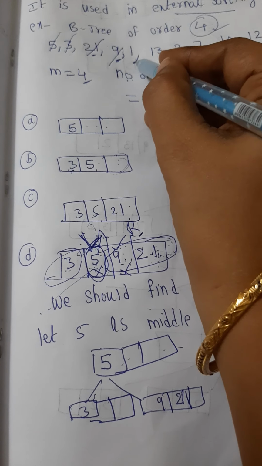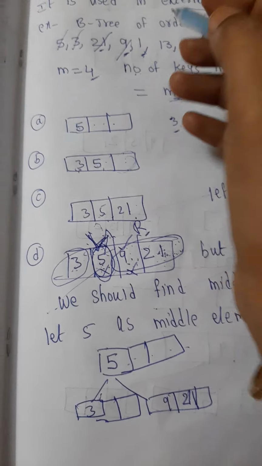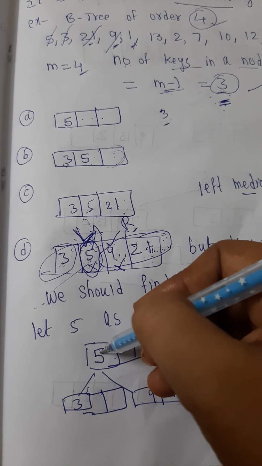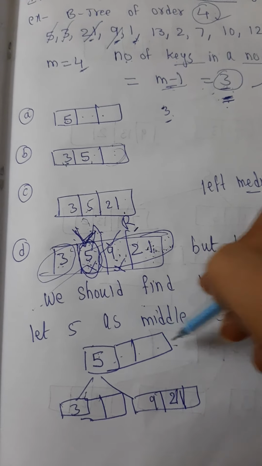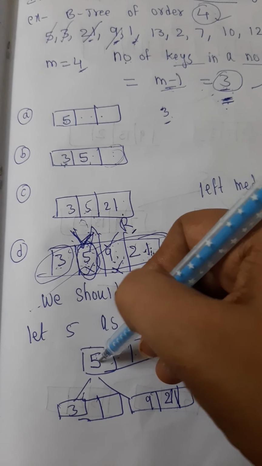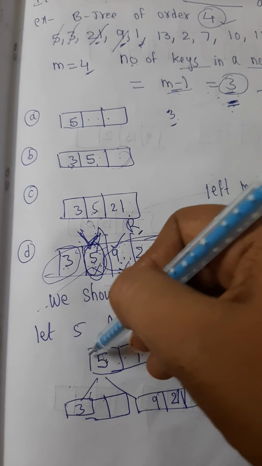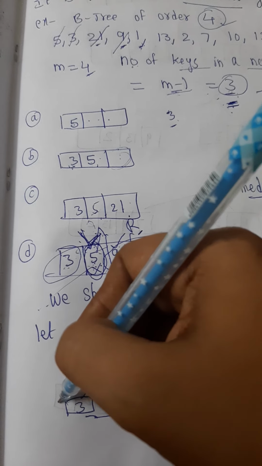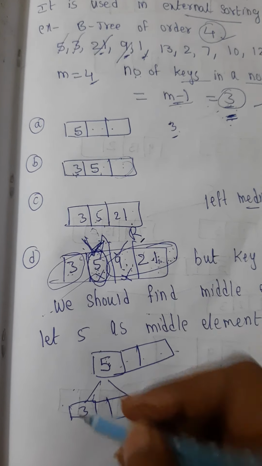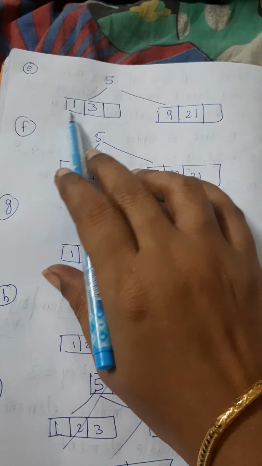Now what is the next element you have? 1. So when you want to insert 1, you should compare with the 5. We should not insert in the root. We have to just compare with the 5. So 1 is less than 5. So since 1 is less than 5, you have to insert 1 as a left child now. So 1 we will be getting here.